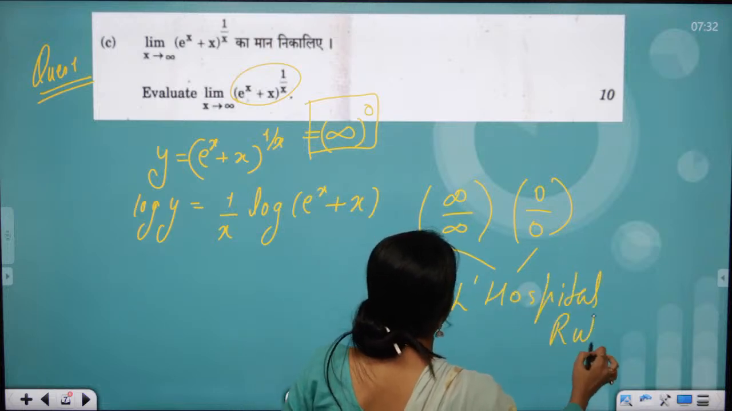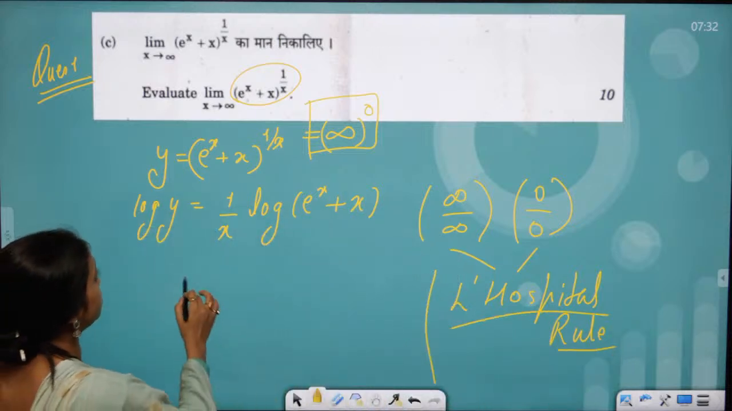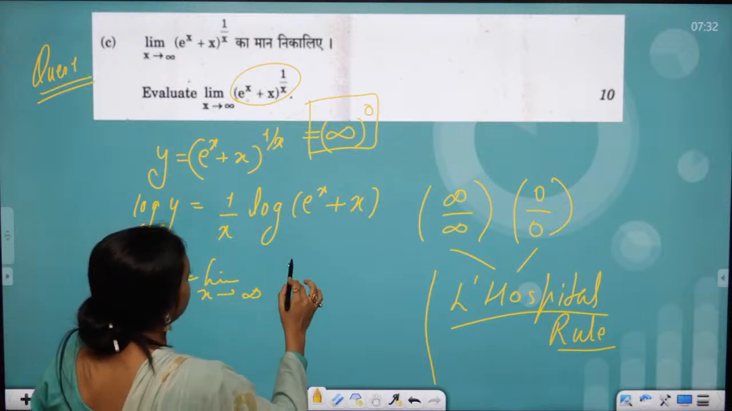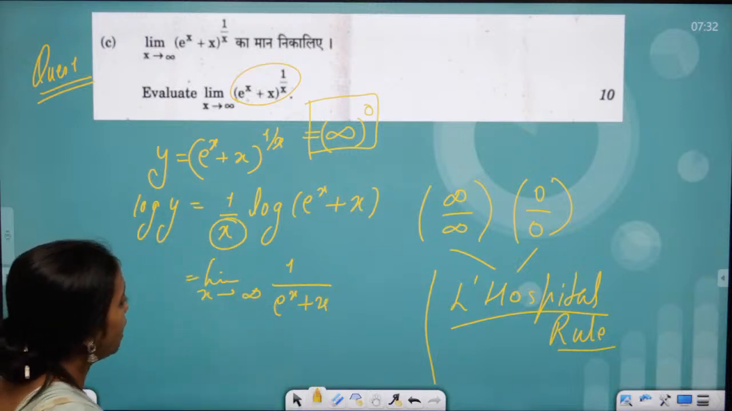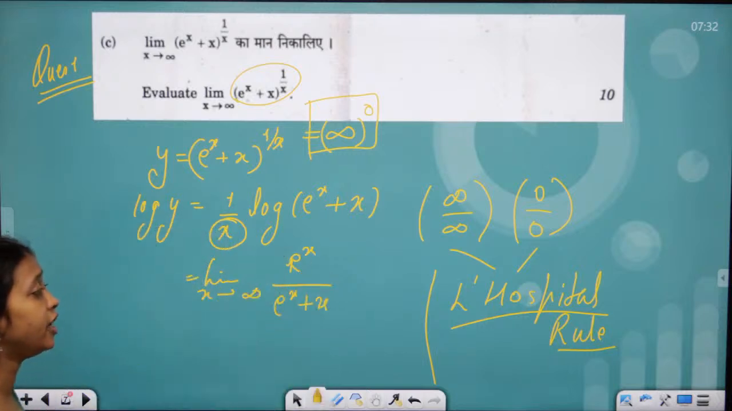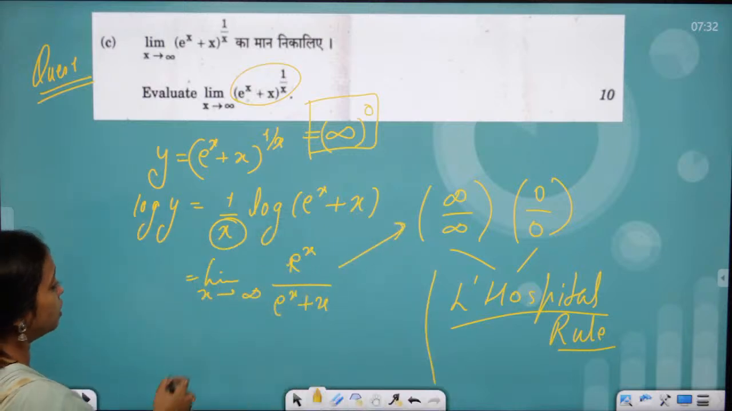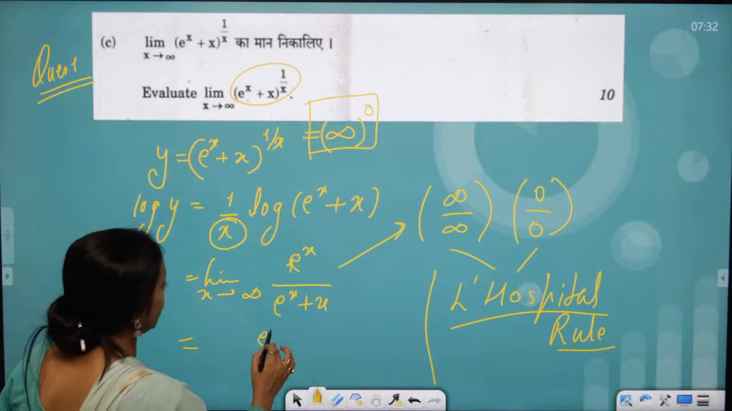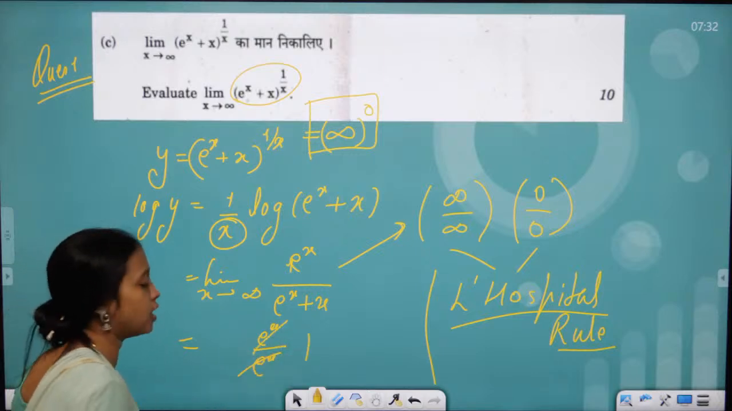It's not very hard. You apply the L'Hopital rule. This becomes limit x tends to infinity of 1 upon (e raised to the power x plus x), times the derivative of (e raised to the power x plus x), which is e raised to the power x plus 1. Again applying the limit, it is becoming infinity by infinity. Again apply the L'Hopital rule. So now it becomes e raised to the power x in the numerator, e raised to the power x in the denominator, the 1 cancels, and 1 is the answer.